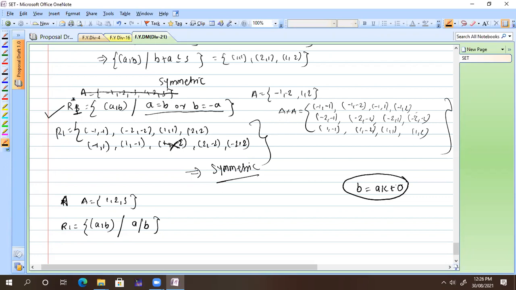2 can be divided by 1, but 1 cannot be divided by 2. Yes, absolutely correct. In that particular example, 1 divides 2, but 2 does not divide 1. So here you can write 1 comma 2 is there because 1 divides 2, but 2 comma 1 does not belong to the relation. It is not symmetric.